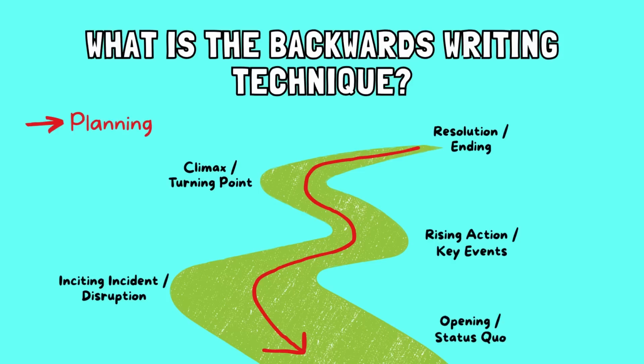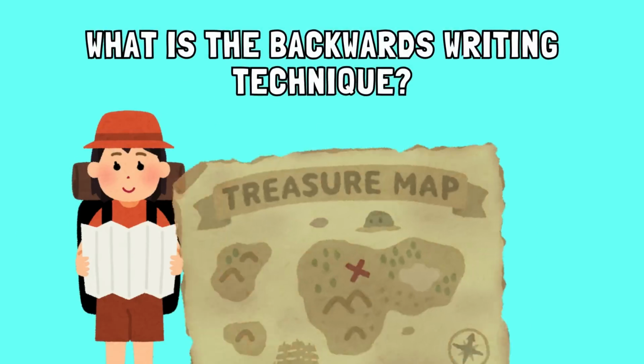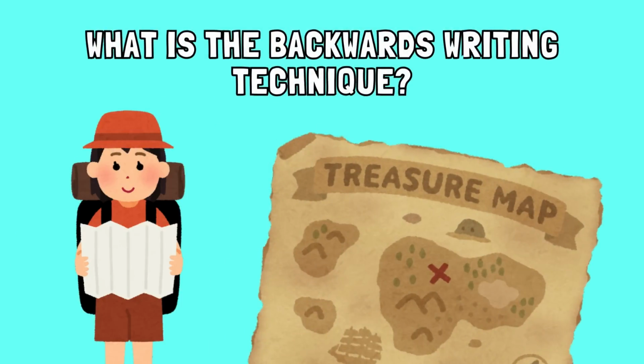This isn't about writing the actual story backwards, but rather planning your narrative structure from end to beginning. Think of it as plotting your story's journey by first knowing the destination, then mapping the route that leads there.